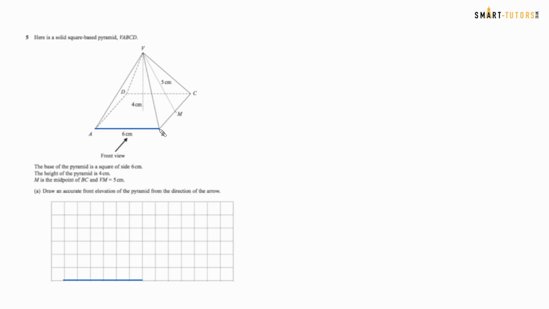Then the height of the V, the top, I can see is 4 cm from the baseline. So I'm going to choose 1, 2, 3, 4. So that is the point of V. And that is the triangle. So this is the front view.